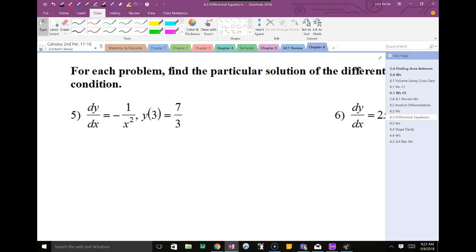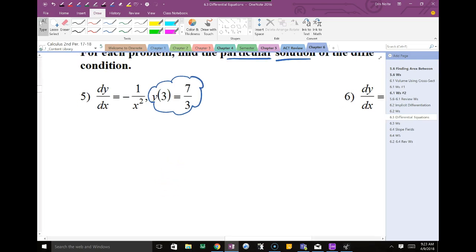So now it says find a particular solution. So what is different in this section than the ones that we just did? Okay, we have a point, so we're going to be able to get a specific exact equation that the original function is. So I'm going to ignore this point. It's an ordered pair. I'm going to ignore that for now. That's going to be my very last step, and that will help me find my C value. Okay, so what's my first step on finding the original equation?